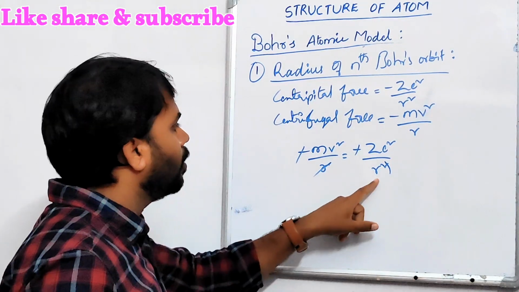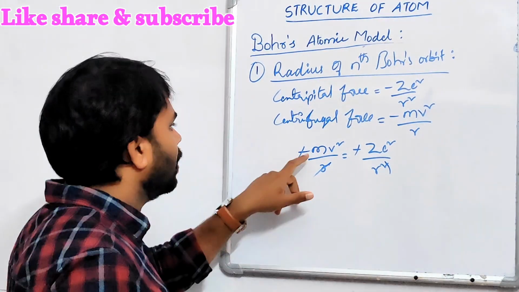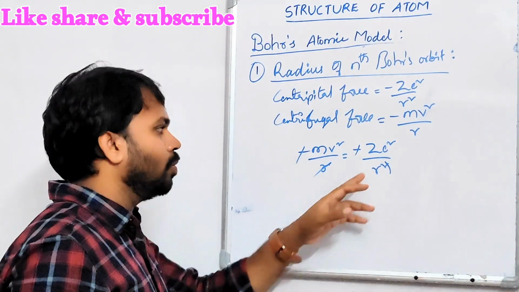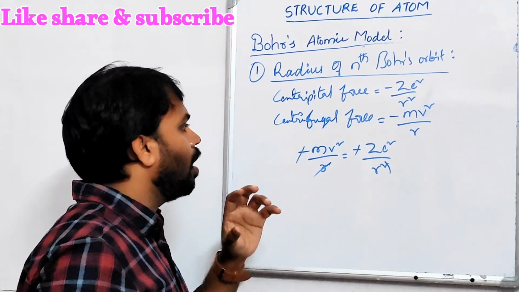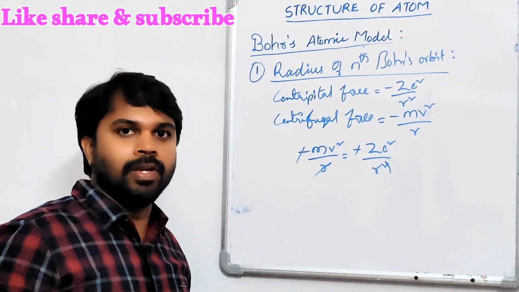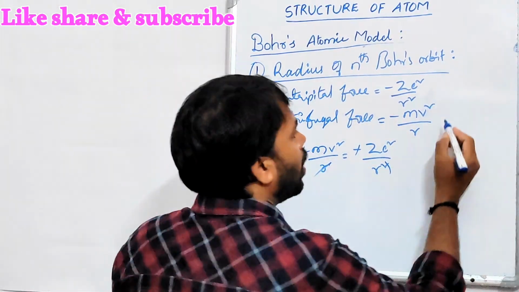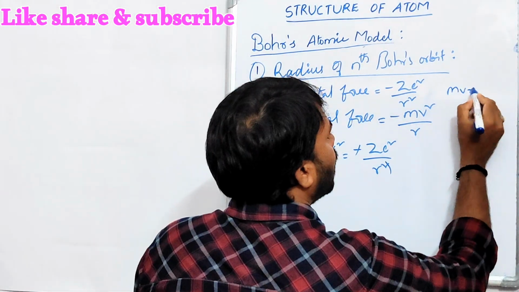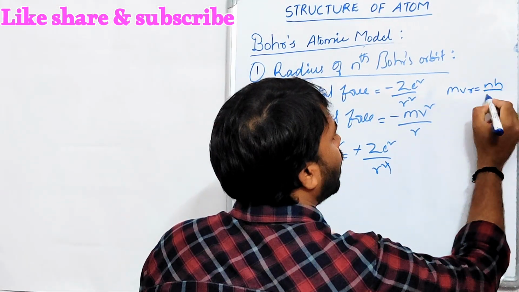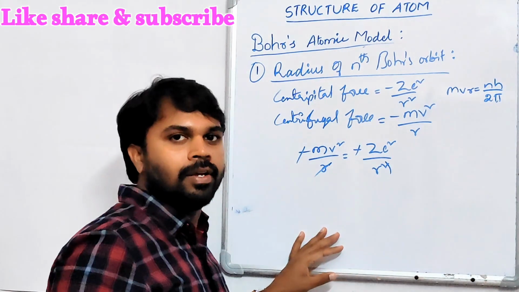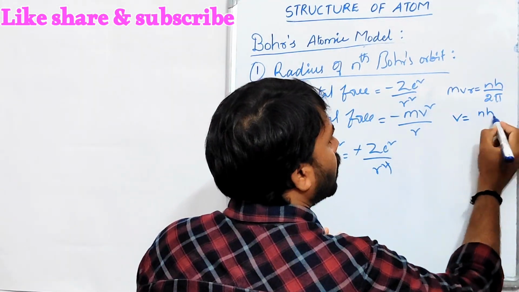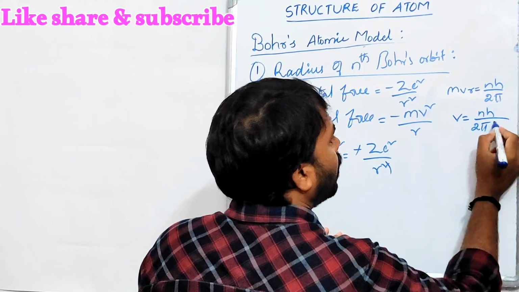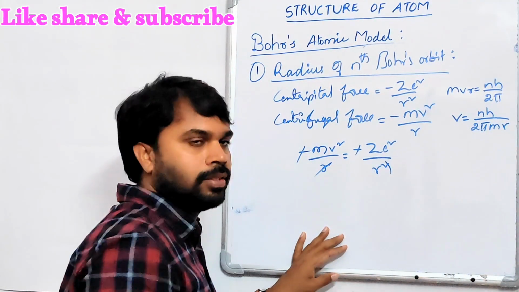In this, we want to calculate the radius. m is the mass of the electron, we know; Z is the atomic number and e is the charge. In this, we want to know the v value. For that, we have a formula, that is mvr equals nh by 2 pi. From this, we can get the v value, that equals nh by 2 pi mr.